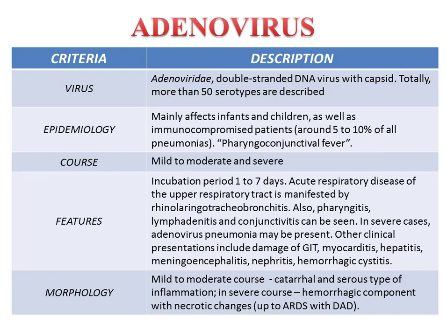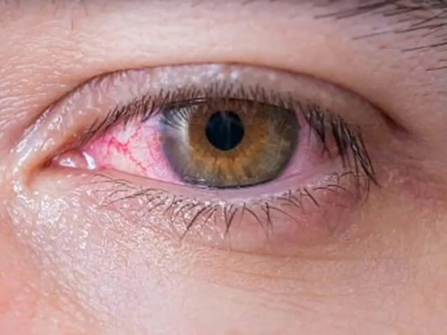In the case of a mild to moderate course, if we're talking about the morphological changes, we may see mostly catarrhal and serous types of inflammation. In severe course, there is a hemorrhagic component with necrotic changes up to acute respiratory distress syndrome with diffuse alveolar damage. And that's the typical appearance of adenoviral keratoconjunctivitis with inflammatory hyperemia of the conjunctiva.